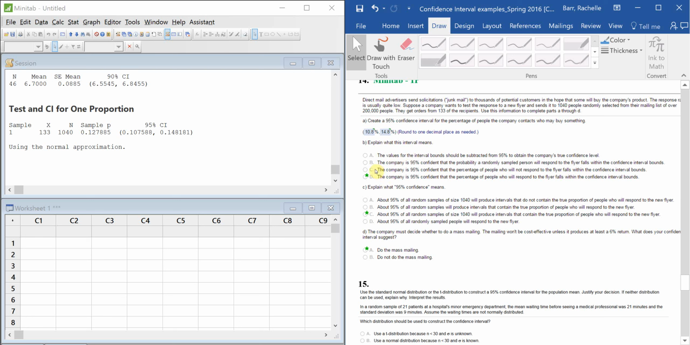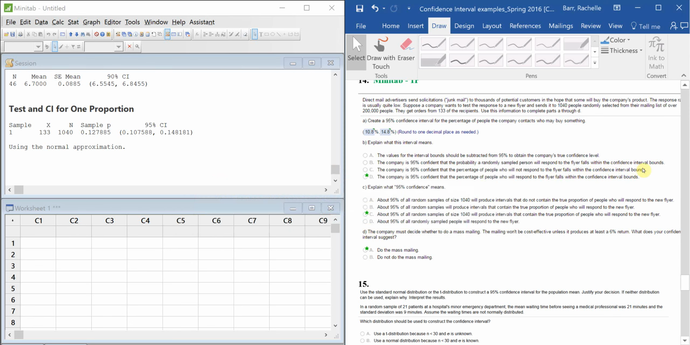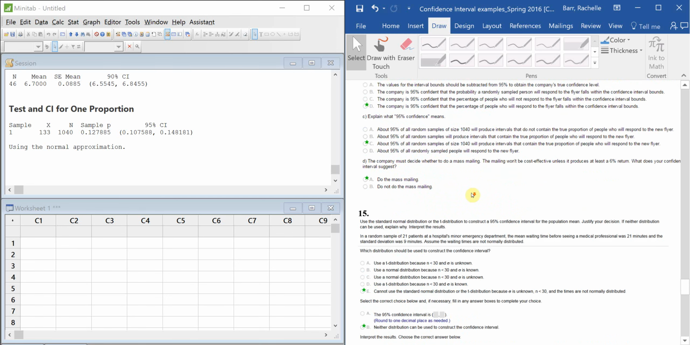So the company is 95% confident the percent of people who will not respond to the flyer will fall within the confidence interval bounds. What? Not respond? That's the opposite of what we're interested in. Anyway, what we're interested in is people who do respond, which is what this last one is describing. The 95% confidence interval, the percentage of people who will respond to the flyer falls within the confidence bounds. There you go. All right.